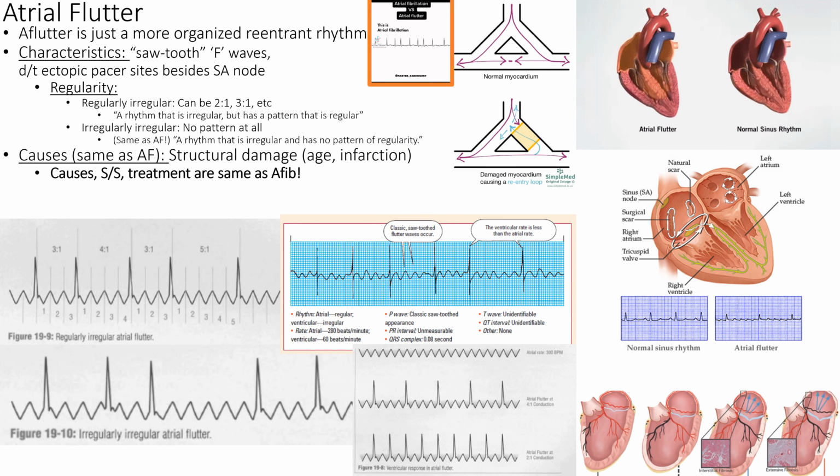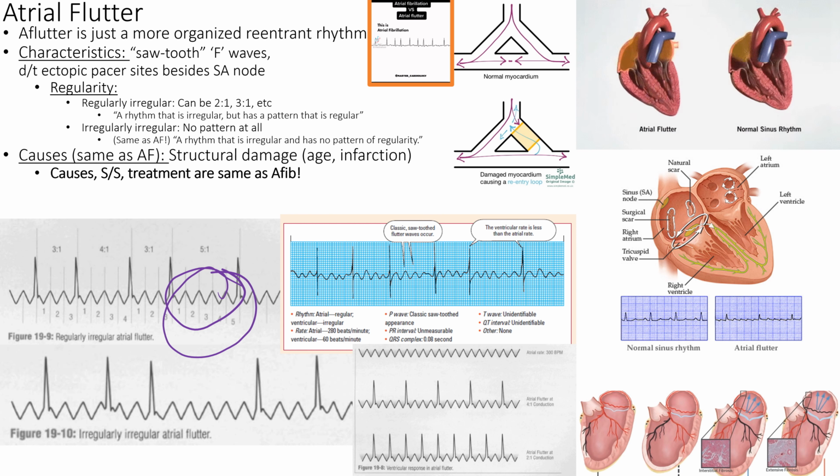A-flutter is just like AFib: same treatment, same ABCD, same rate controlling medications, same risk for clots, all the same things, except sometimes it has a feature where you can see those ectopic sites. Before, with fibrillatory waves, you really couldn't tell what was going on. You just knew there was a lot of ectopy throughout the atria, a lot of extra sites causing problems. But with A-flutter, it has an organized capacity.